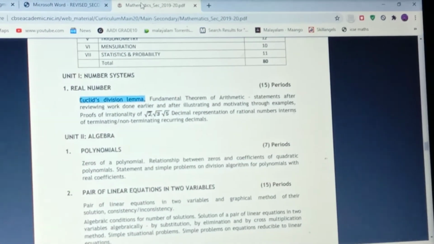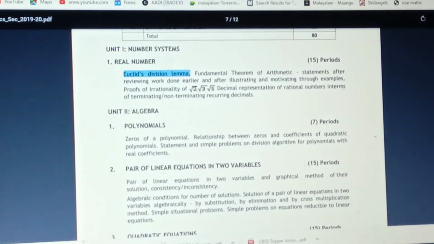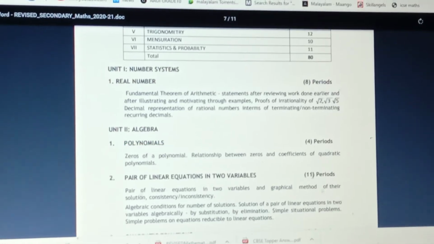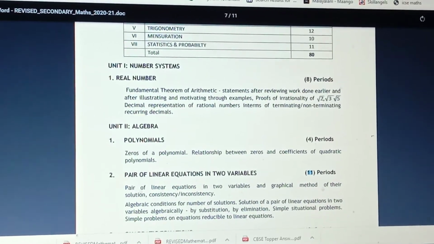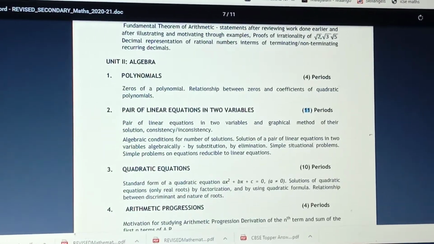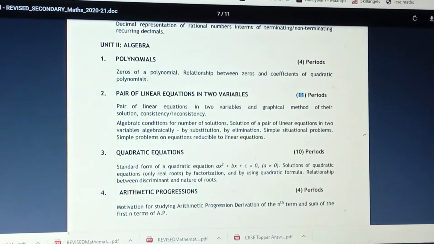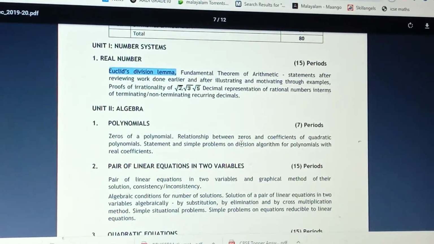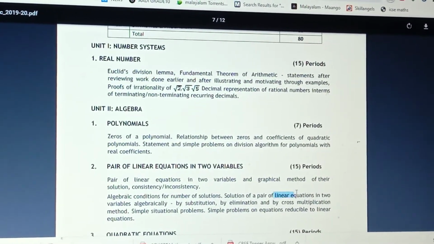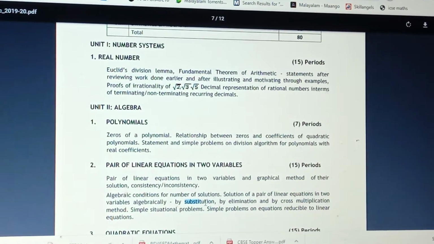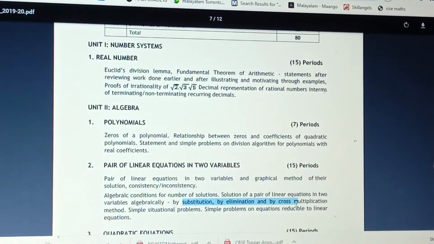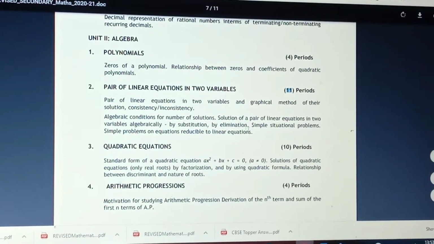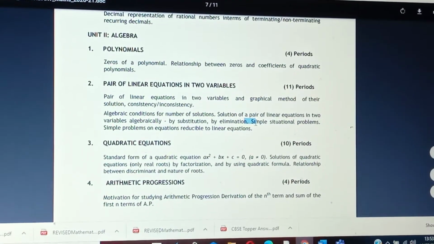Now we are going to chapter linear equations in 2 variables. Last year 15 periods, this year 11 periods. Not much change, less change. So major change that I can notice here is, if you look at last year, they used to solve linear equations with 3 methods: substitution, elimination, and by cross multiplication method. So this year cross multiplication method is not there.